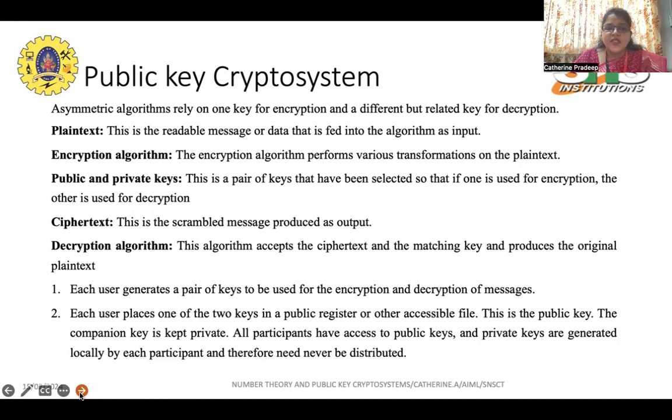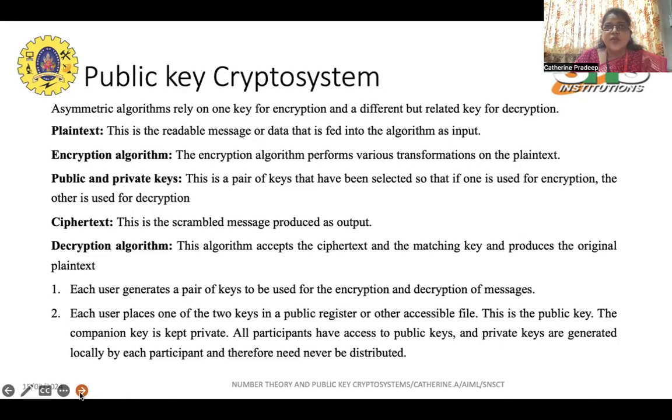Ciphertext is nothing but a scrambled message produced as output. The decryption algorithm accepts the ciphertext and the matching key and produces the original plain text. So here, as I told you earlier, each user generates a pair of keys to be used for the encryption and decryption of messages, and each user places one of the keys in the public register or other accessible file. One of the keys, the public key, will be kept in the publicly accessible file. This is the public key. The companion key is called the private key.